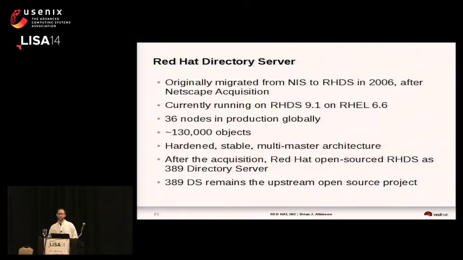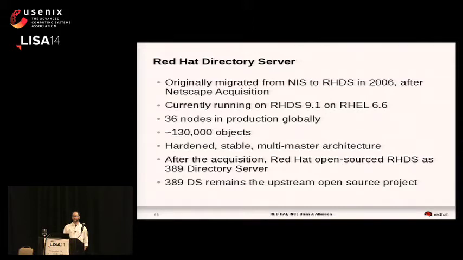So, as you can imagine, we use Red Hat Directory Server. We work closely with Red Hat Directory Server developers, and we usually hit bugs hopefully before you do. We originally migrated from NIS to Directory Server in 2006 following our Netscape acquisition. Before that, the entire company was based on NIS. Today in production, we're using RHDS 9.1, latest on RHEL 6.6. Once Directory Server is available on RHEL 7, we'll immediately switch to that.